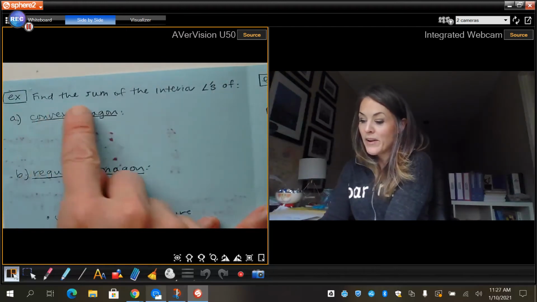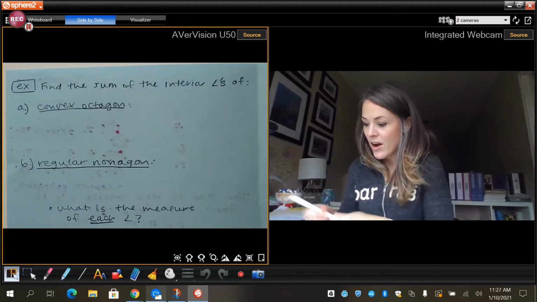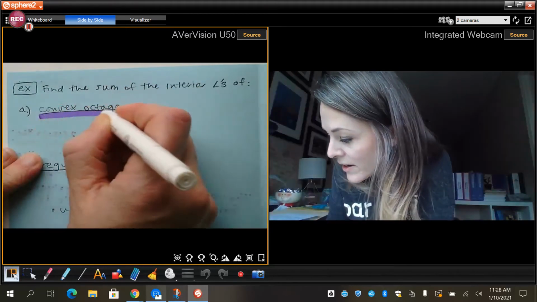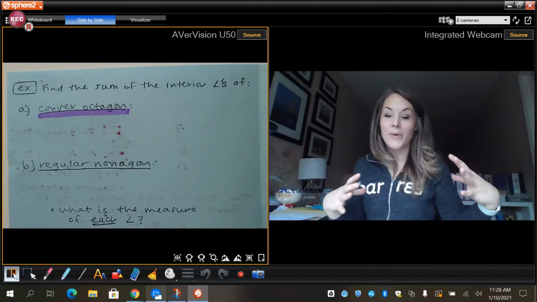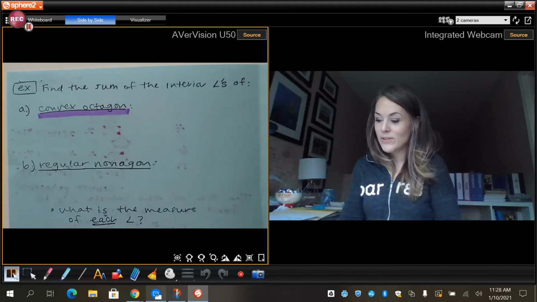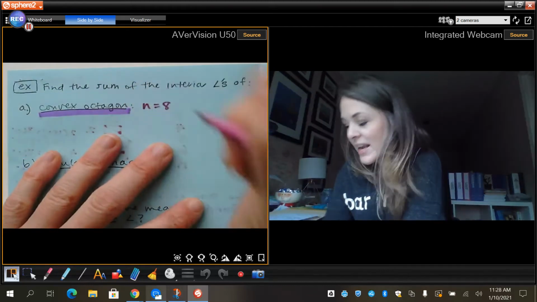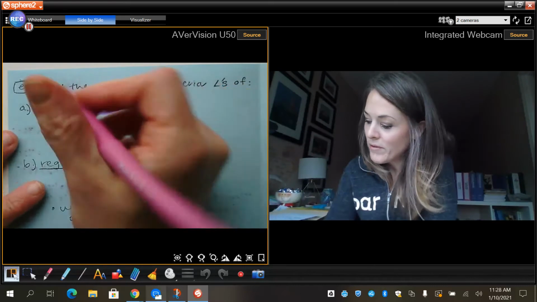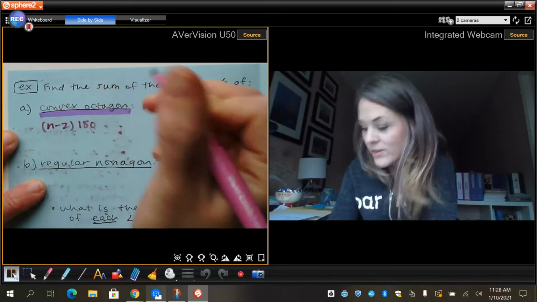It says the example, find the sum of the interior angles of, and the first one is a convex octagon. Okay, so convex, again, that just means all the vertices point outward. That's good. That's what we're going to be using for this one. And an octagon, the number of sides is 8. Okay, so sum of the interior angles, I'm going to do n minus 2 times 180 degrees.